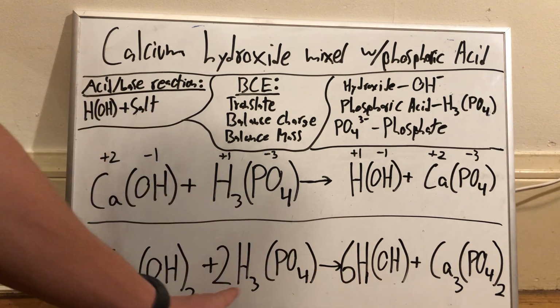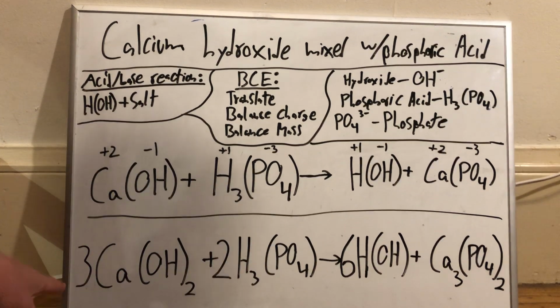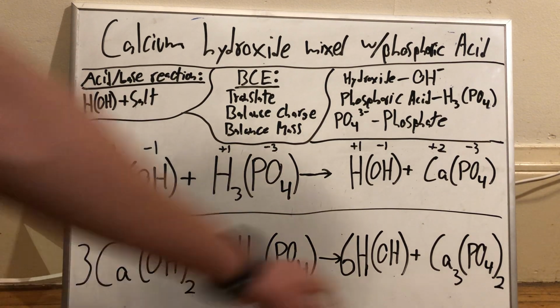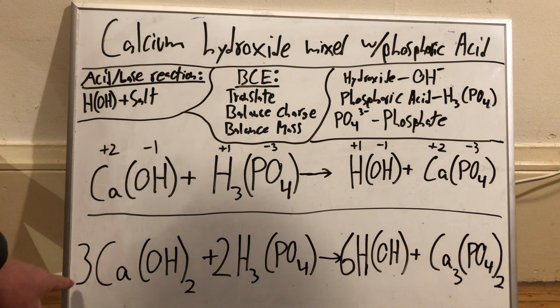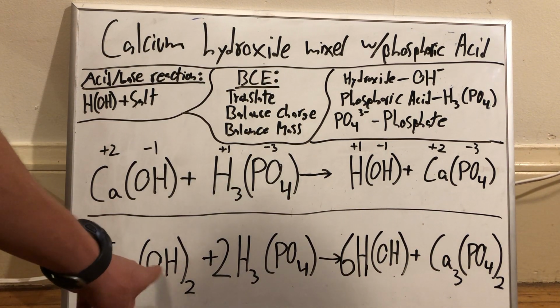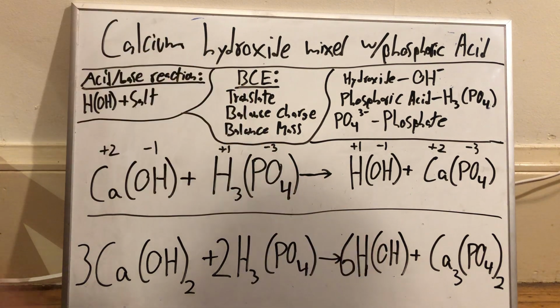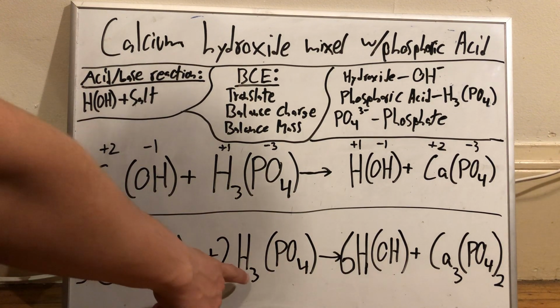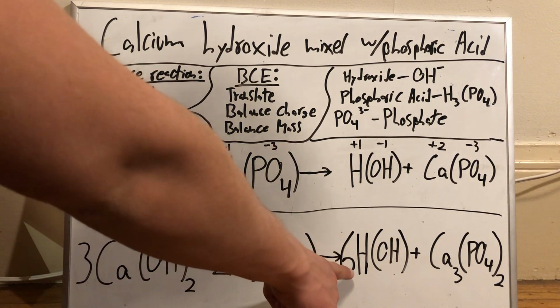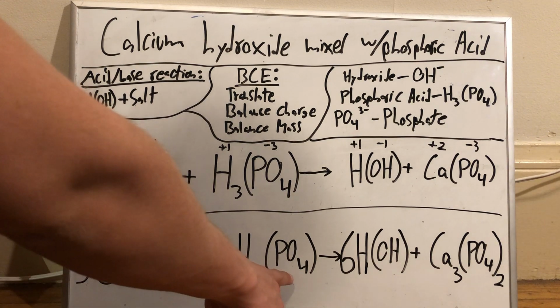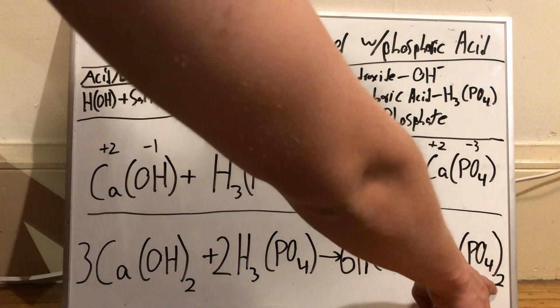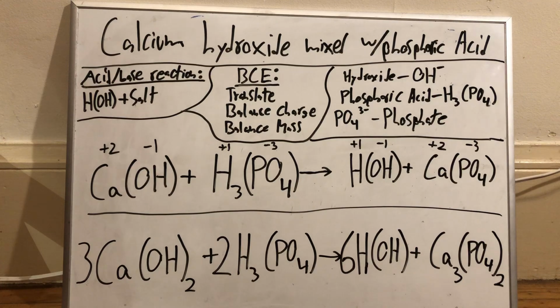And then we had 6 hydrogen, so I wrote a 2 here, and if you check, we got 3 calcium on this side, 3 calcium on this side. 3 times 2, so 6 hydroxides, 6 hydroxides. Now 2 times 3 hydrogens, so 6 hydrogens, 6 hydrogens, and lastly 2 times phosphate, 2 phosphate, and 2 phosphate right down there. So that is our balanced chemical equation on the bottom. I hope you learned a little bit about acid bases, and thanks for watching.